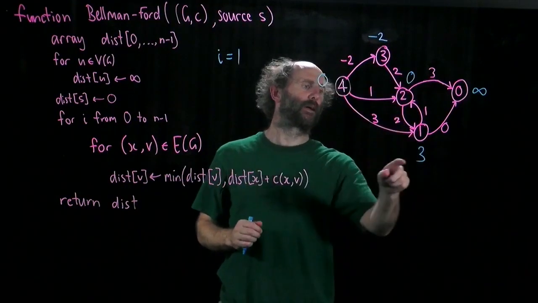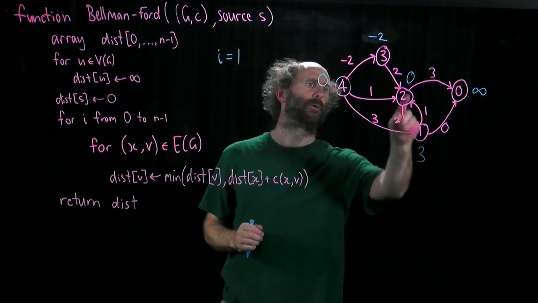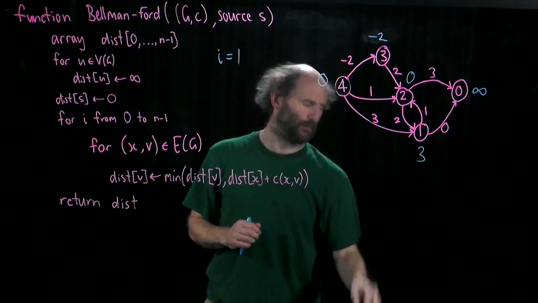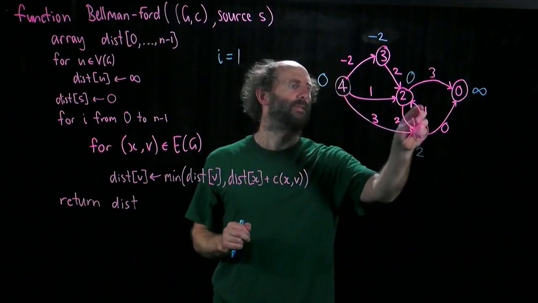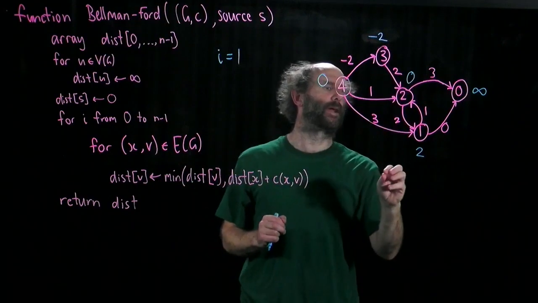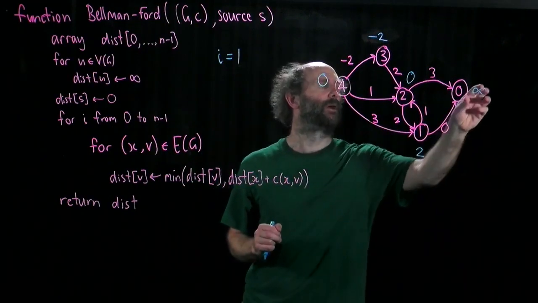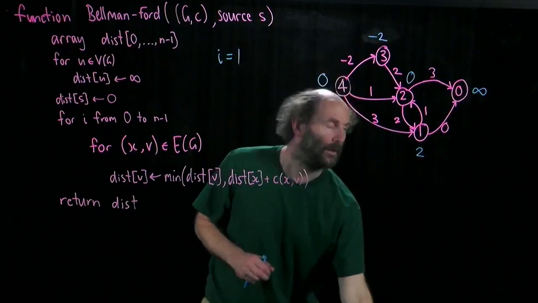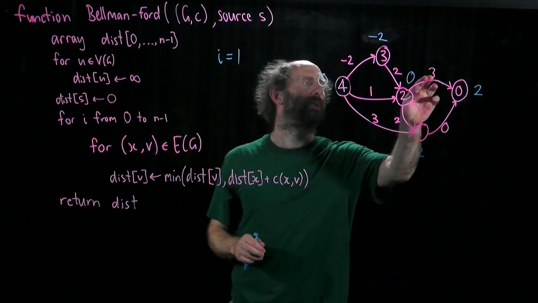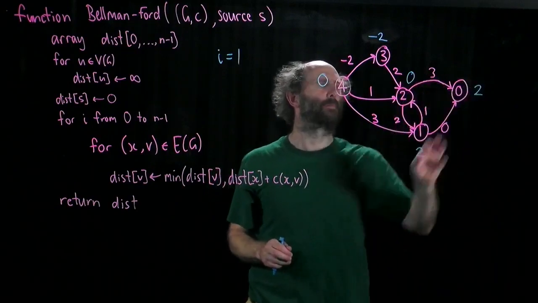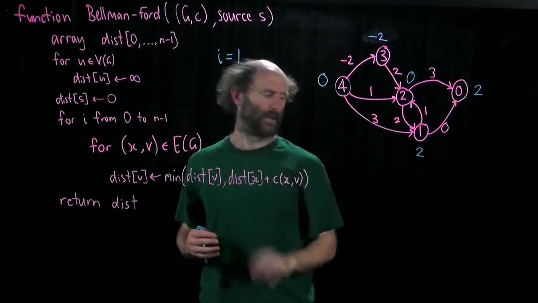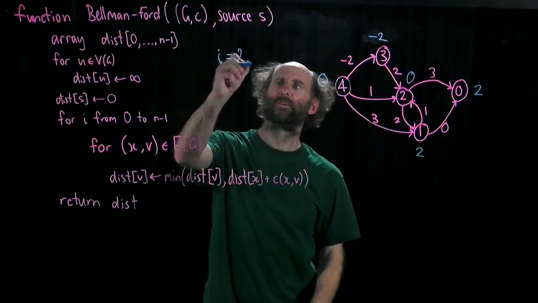Now let's look at this arc. Can we update this value? 0 plus 2 is less than 3, so this becomes 2. Let's look at this arc. 2 plus 1 is 3, which is greater than 0, so no update. 2 plus 0 is less than infinity, so we update that value. And 0 plus 3 is greater than 2, so no update there. So we've gone through each of the arcs again. We can update i to be 2.